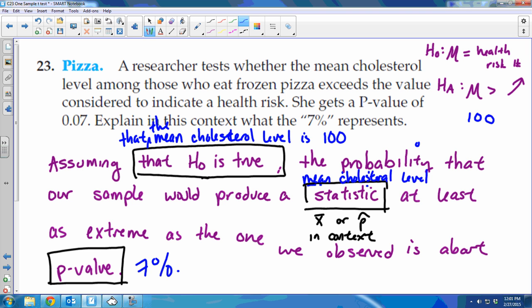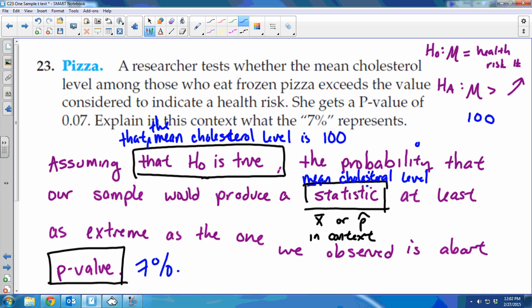This is the whole reason that fail to reject and reject came from, this sentence. If it happens 7% of the time that we could get these results, that's not very unlikely, it could happen. So that's why I'm probably going to fail to reject the null hypothesis. It's not shocking or surprising. If my p-value is 0.01%, well, that doesn't happen very often. That is shocking. So that's why I'm going to reject the null hypothesis.